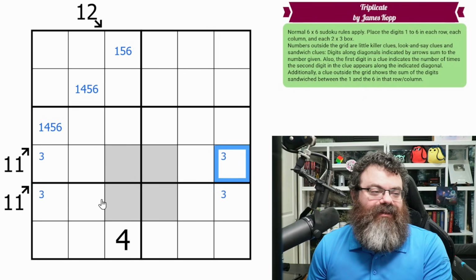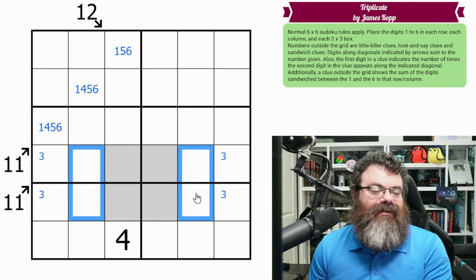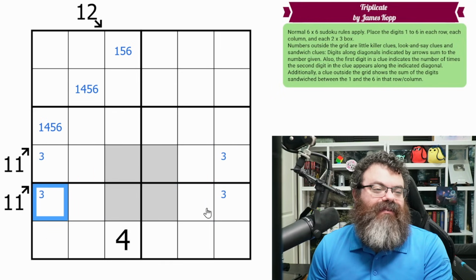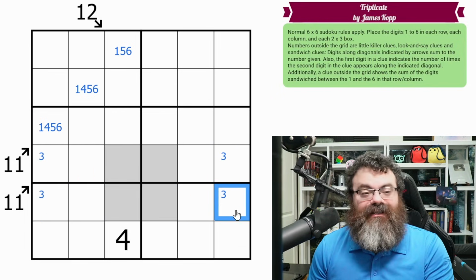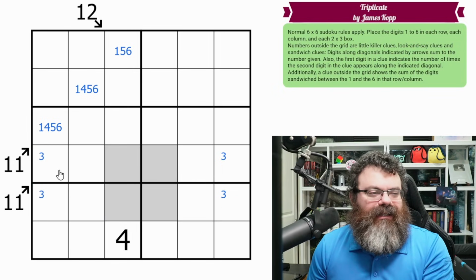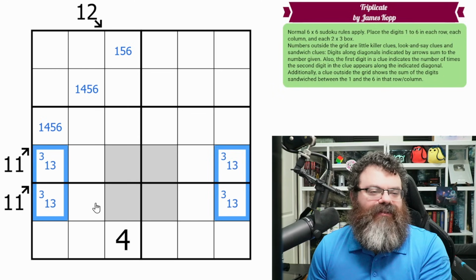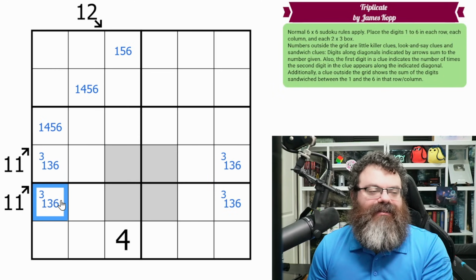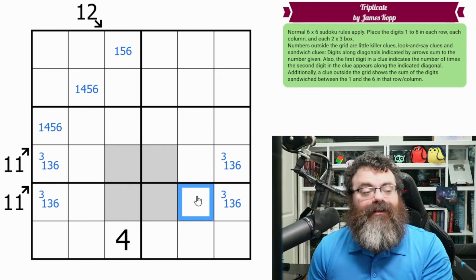Either like this or like this, which means that one of our 1, 6s is going to do this, and the other one's going to do that. Otherwise, we'd have to have two 3s in the same column. So I guess all of these are from 1, 3, or 6. Because they either end up being the 3, which puts the 1, 6 over here, or they end up being the 1, 6, which puts the 3 over there.